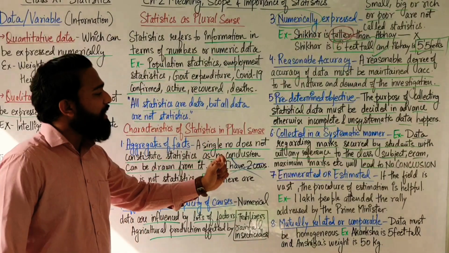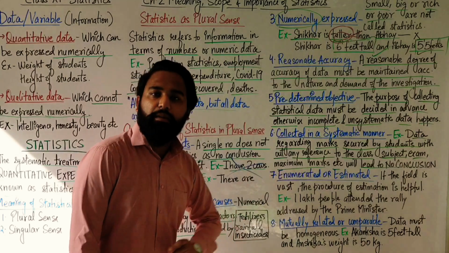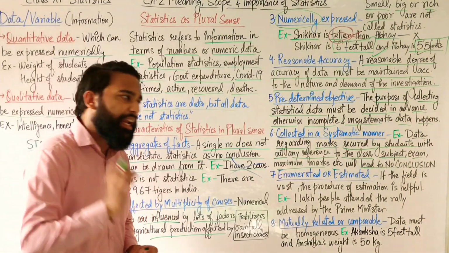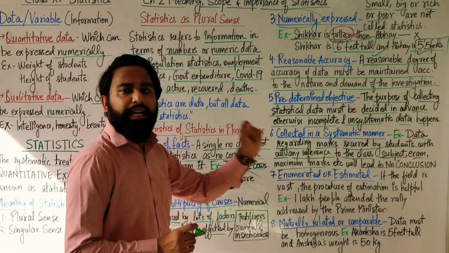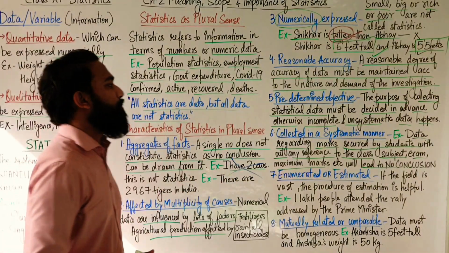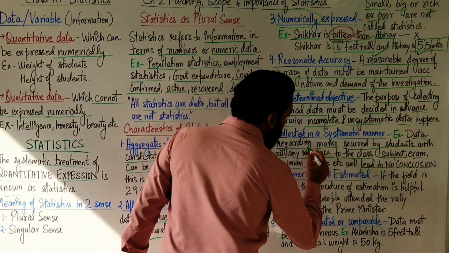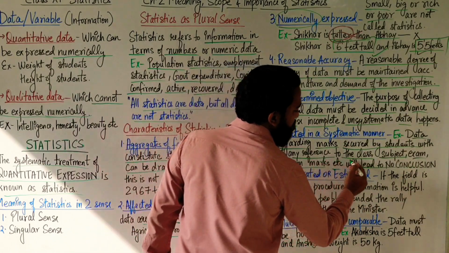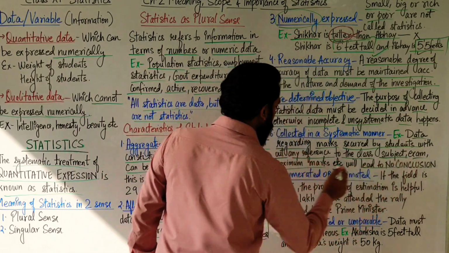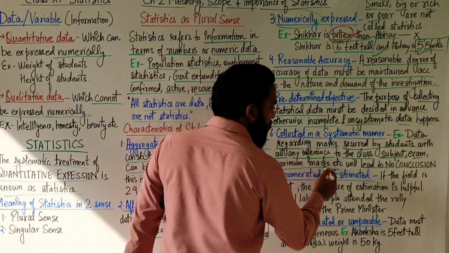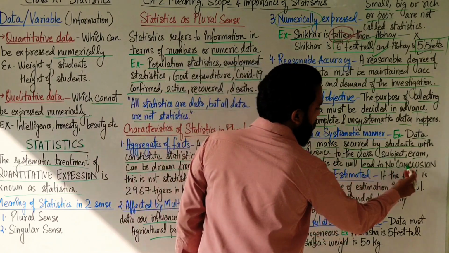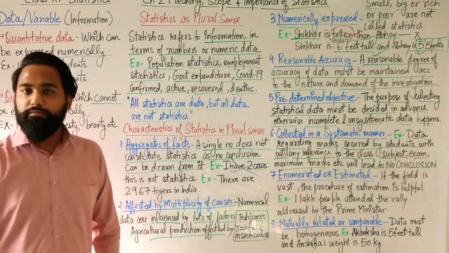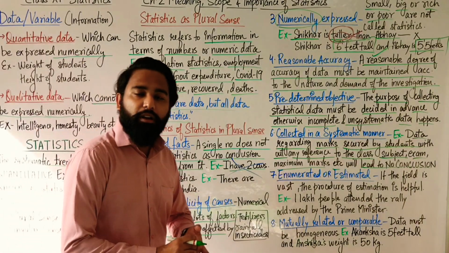Now, next one is collected in a systematic manner. The data must be collected in a systematic manner. Now, let's understand it with the example. Data regarding marks secured by students without any reference to the class, subject, exam, minimum marks or maximum marks will lead to no conclusion. Have you understood?